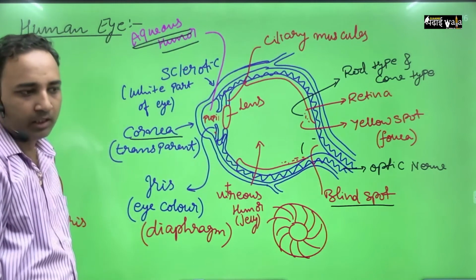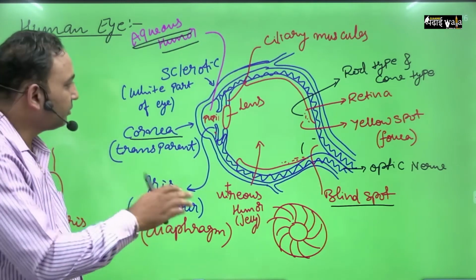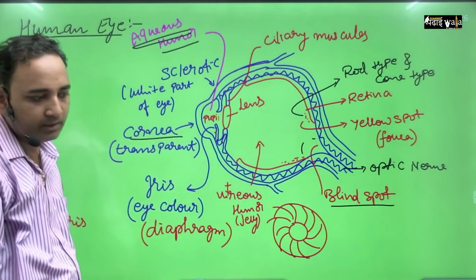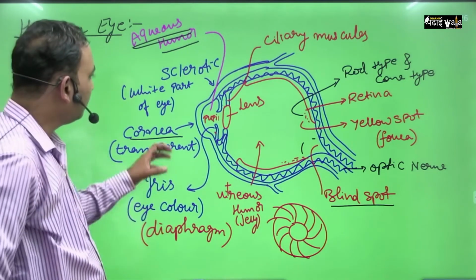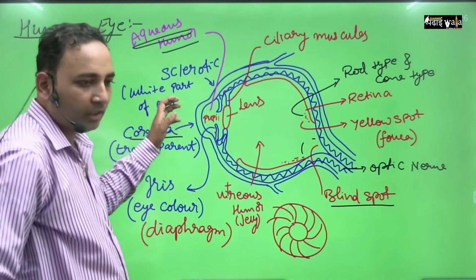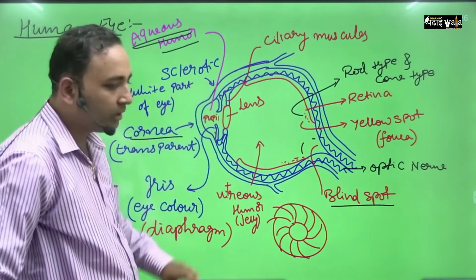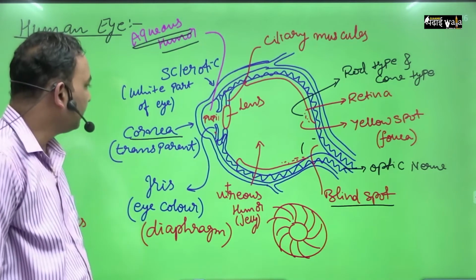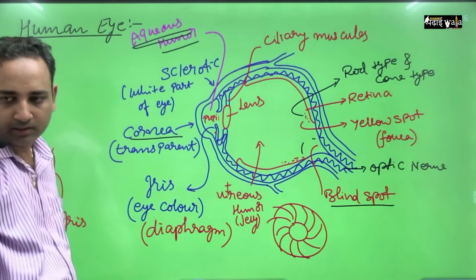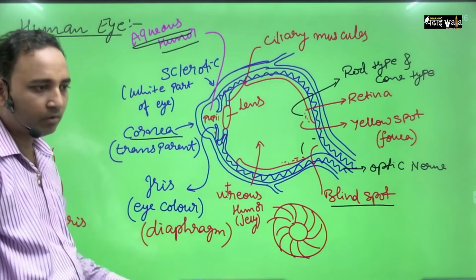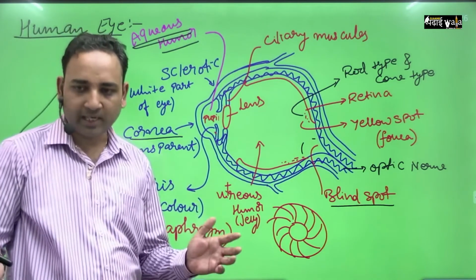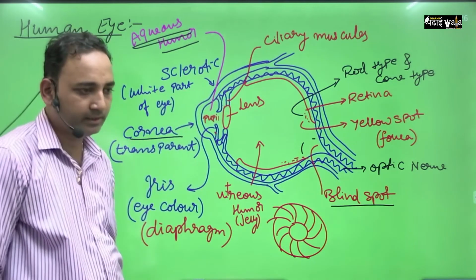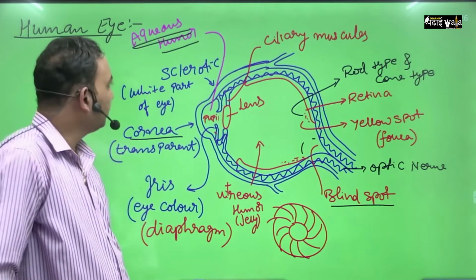Write it down. This aqueous humor also behaves like a concave lens, because it tries to capture all the light and allow it to pass through the lens. Whatever scattered light is going, it will allow it to pass through this lens. So this is what aqueous humor is.